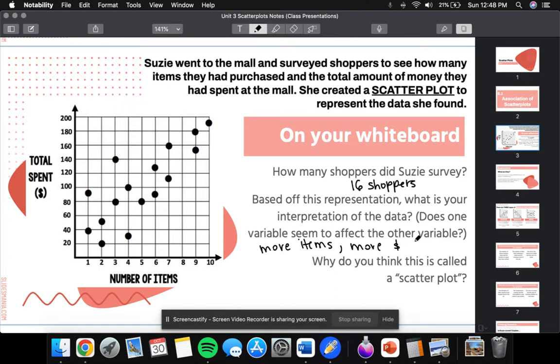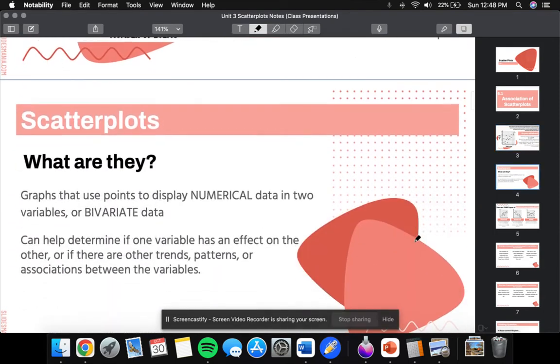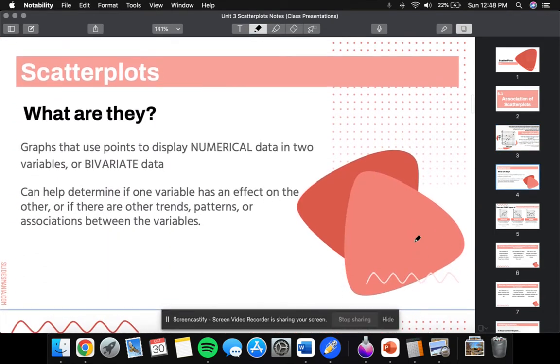The last thing is I want you guys to think about, why do you think that this would be an example of a scatter plot? All right, so when I see the word scatterplot, I just think of scatter and I think of all over the place. And so a good example would just be a bunch of data points that are scattered amongst a grid.